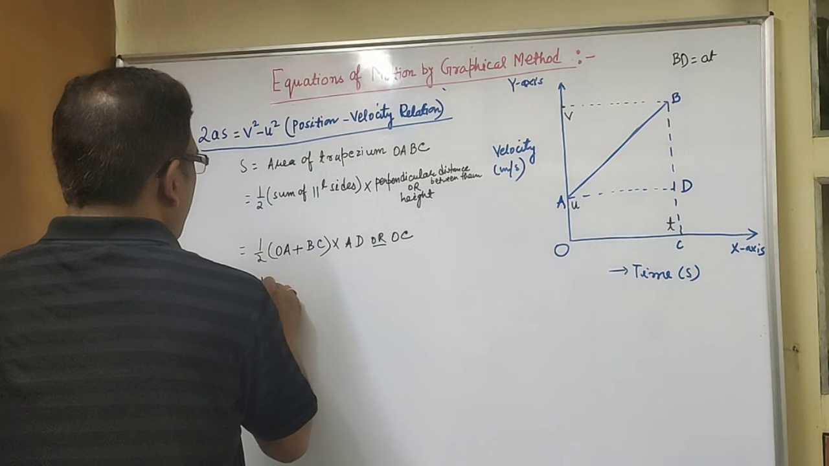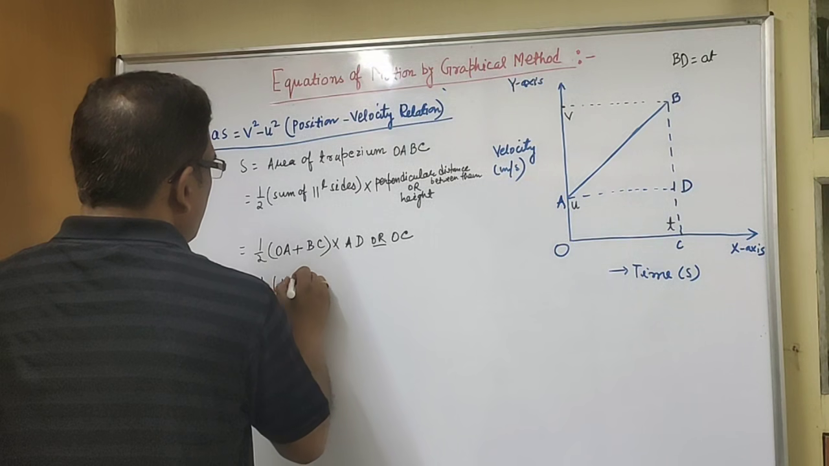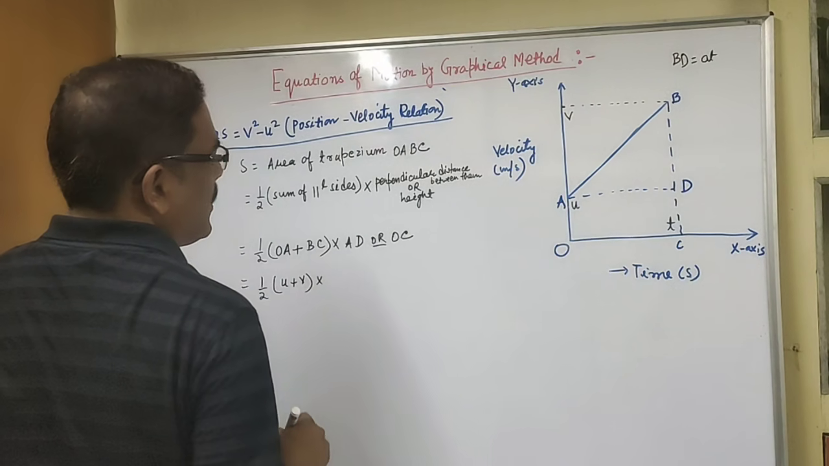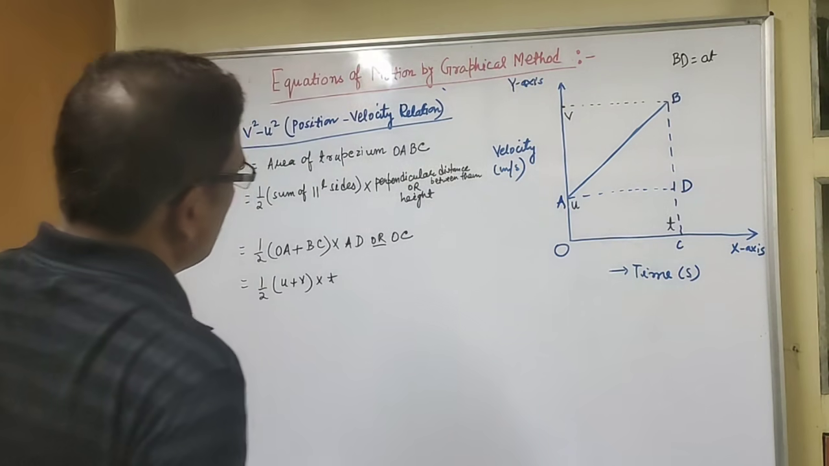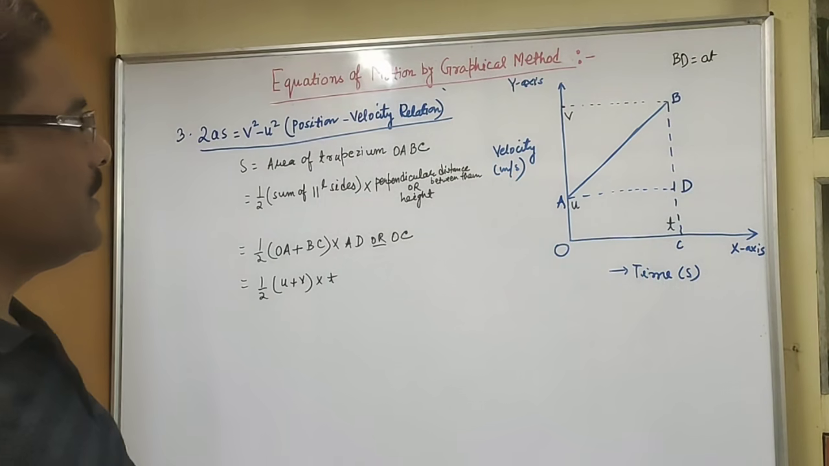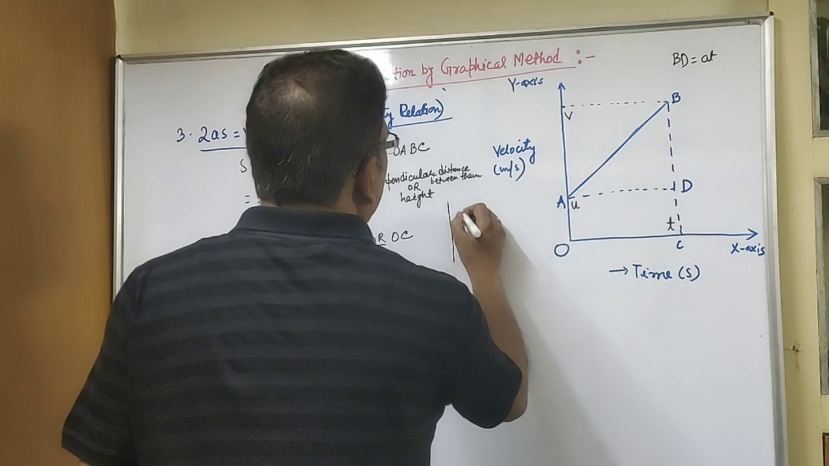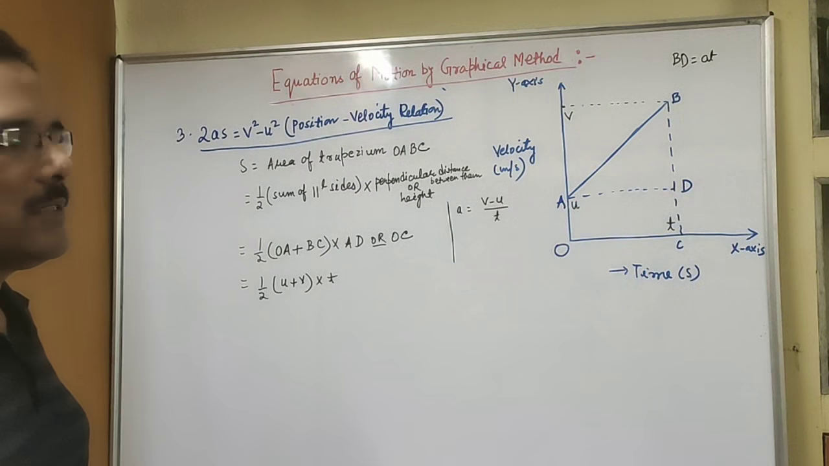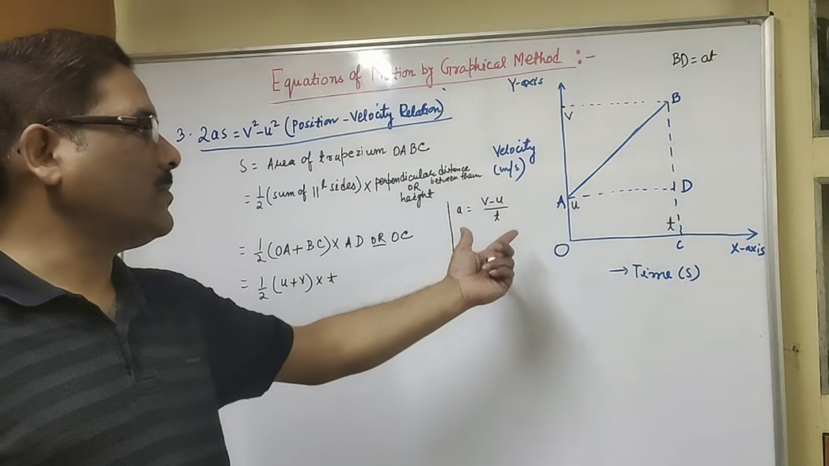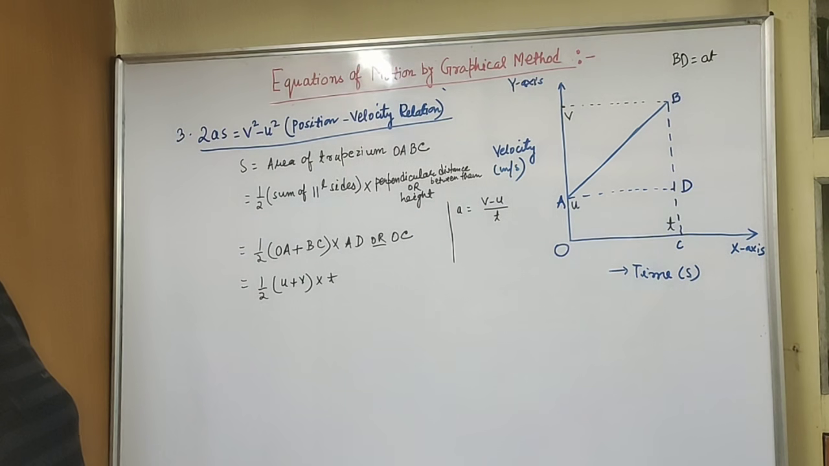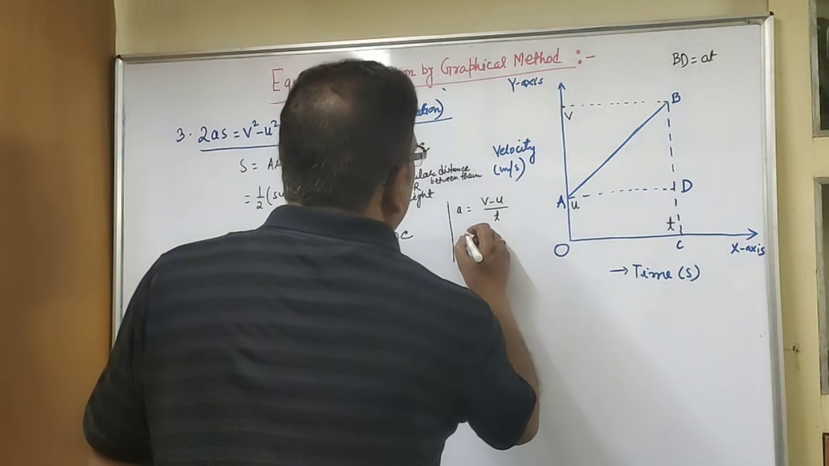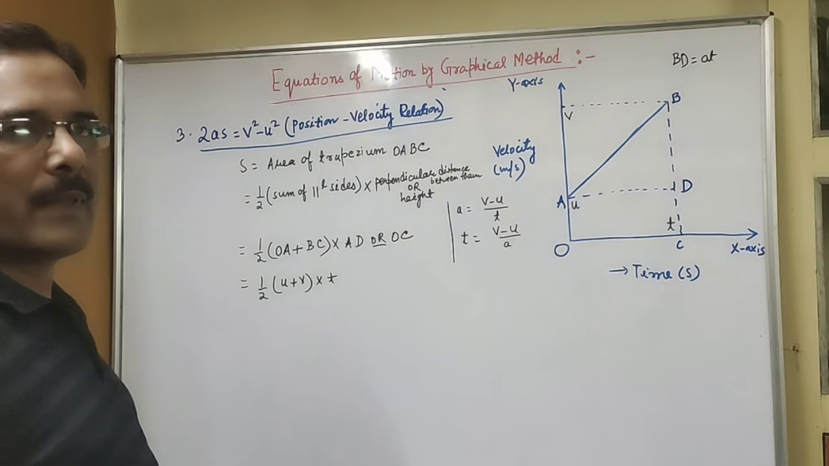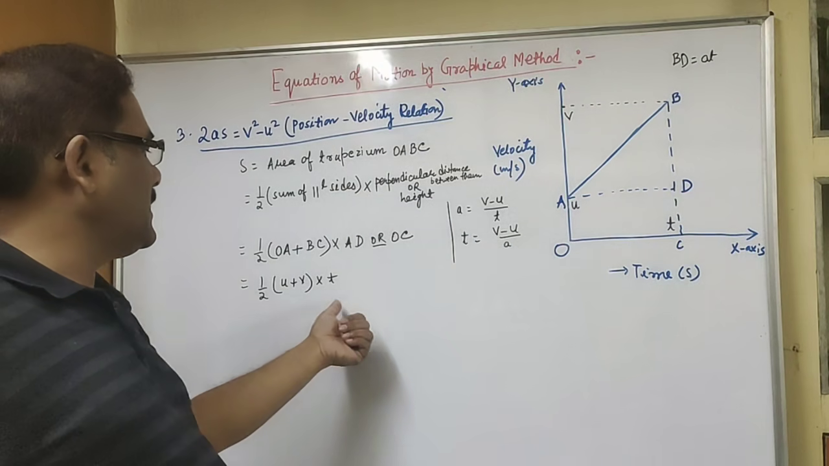So it will be half. OA is how much? U. BC is how much? V into AD. AD is T. Now we can use a trick here. We know that A is equal to V minus U by T. I think you all are familiar with this formula, that acceleration is equal to change in velocity by time. We have derived earlier. So from this equation we can write T is equal to V minus U by A, isn't it?